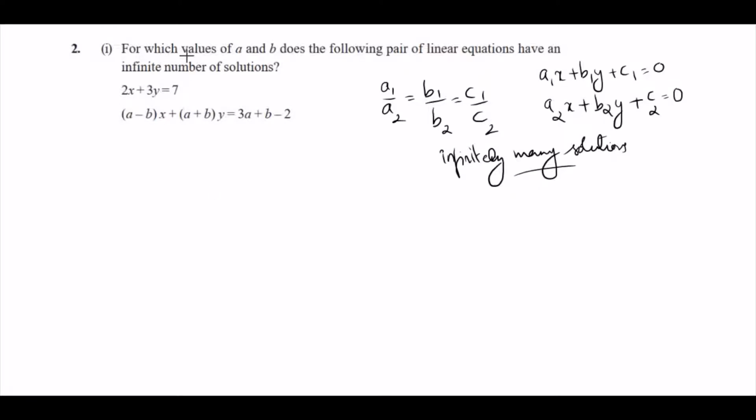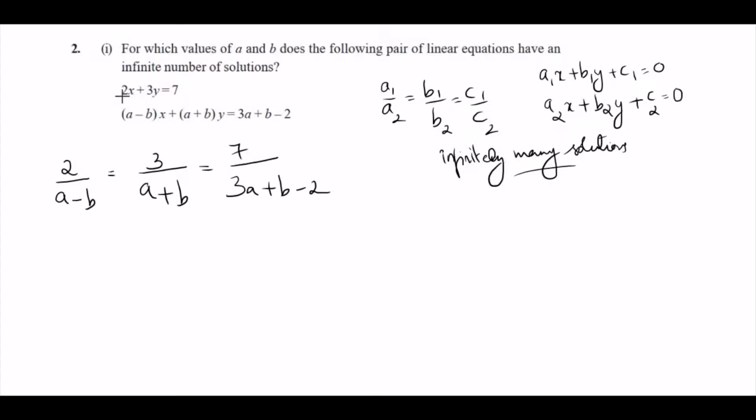So in the question they have asked for which values of a and b the following pair of linear equations have an infinite number of solutions. If you have to get an infinite number of solutions for a pair of linear equations, the ratio of their coefficients should be equal. That is, 2 by a minus b should be equal to 3 by a plus b equal to 7 by 3a plus b minus 2.